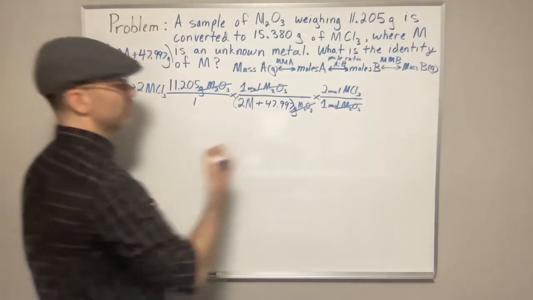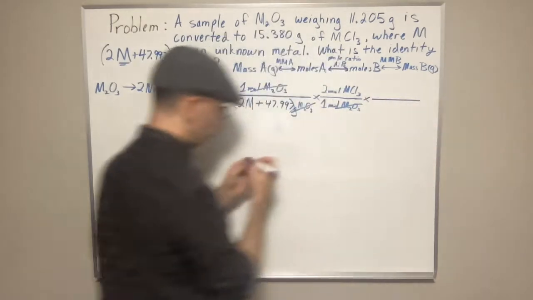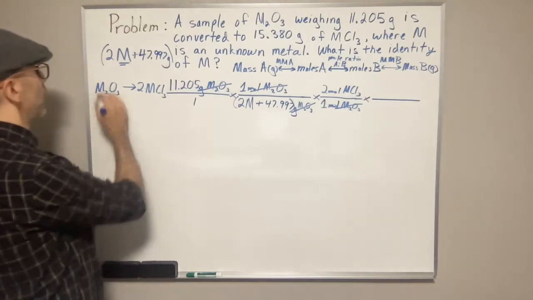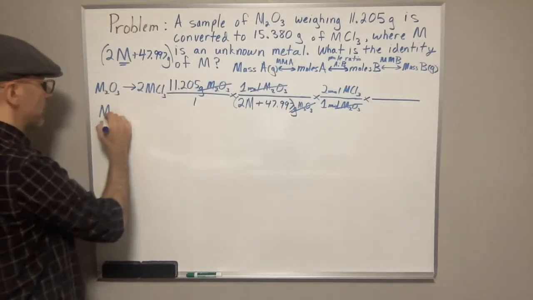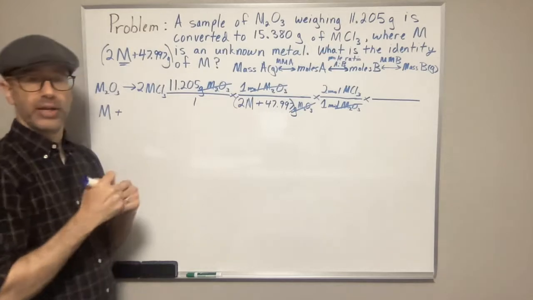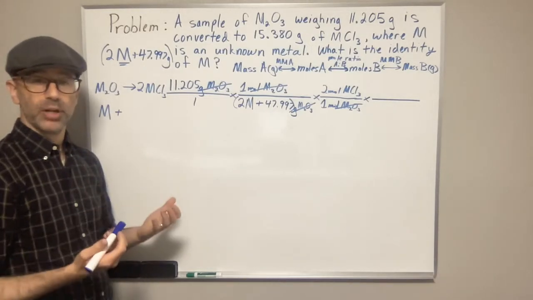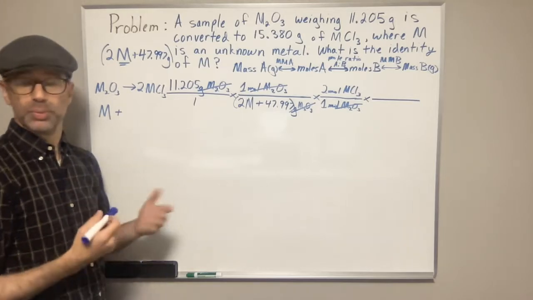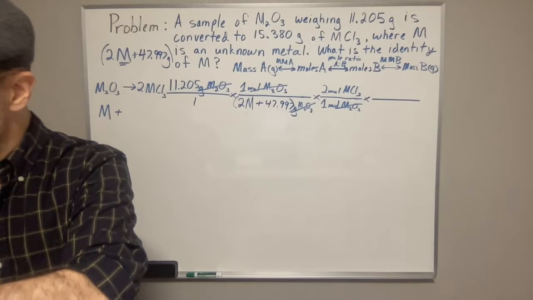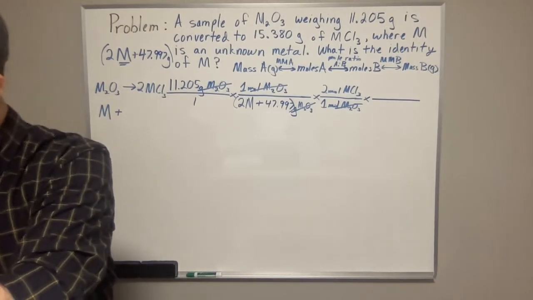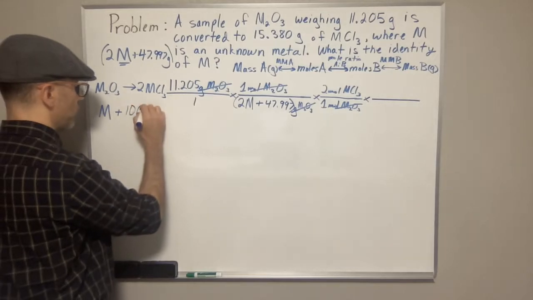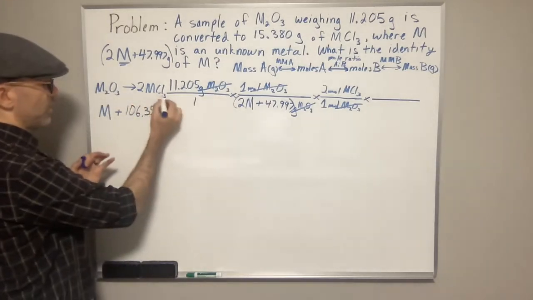So we need the molar mass of MCl3. So again, we don't know what M is, but we can write a formula that's going to represent the molar mass of MCl3. So for MCl3, we have 1 M, so the molar mass of 1 atom of M plus we have 3 chloride ions or chlorine atoms, right? So we can look up chlorine and calculate the 3 atoms. So multiply that by 3. When we do that, that's going to be 106.35 grams from the chlorine atoms.